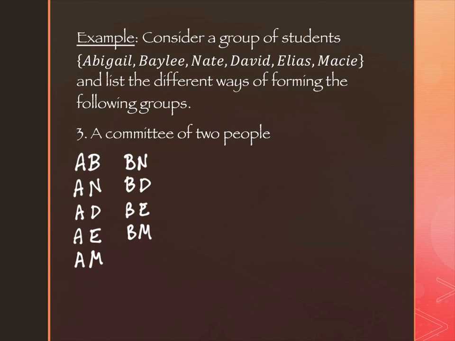Who's next? Nate, if I go in order, right? Nate and David, that's right. And then Nate and Elias, and Nate and Macy. And notice, again, it looks like there's one fewer because I've already listed Nate on the other two lists. What might you list next? David Elias, and then David Macy. And what's missing? Elias Macy. Okay, so how many of these are there?